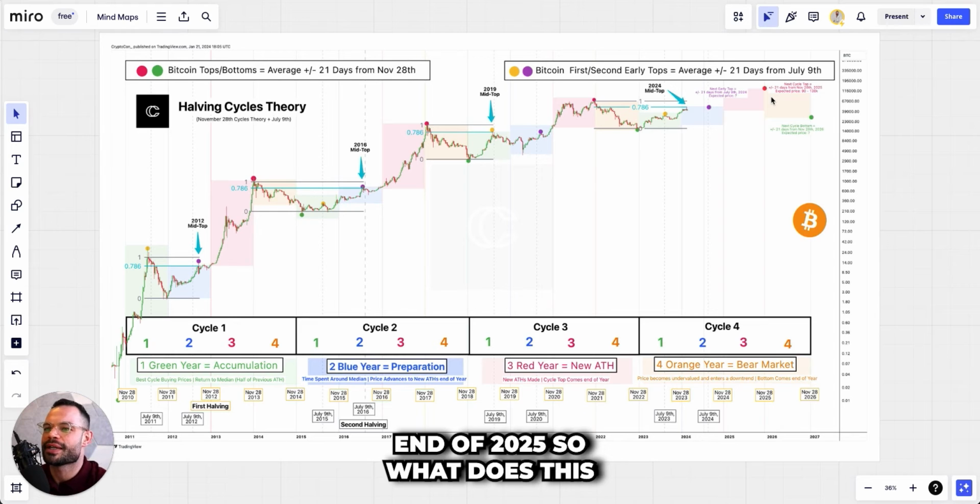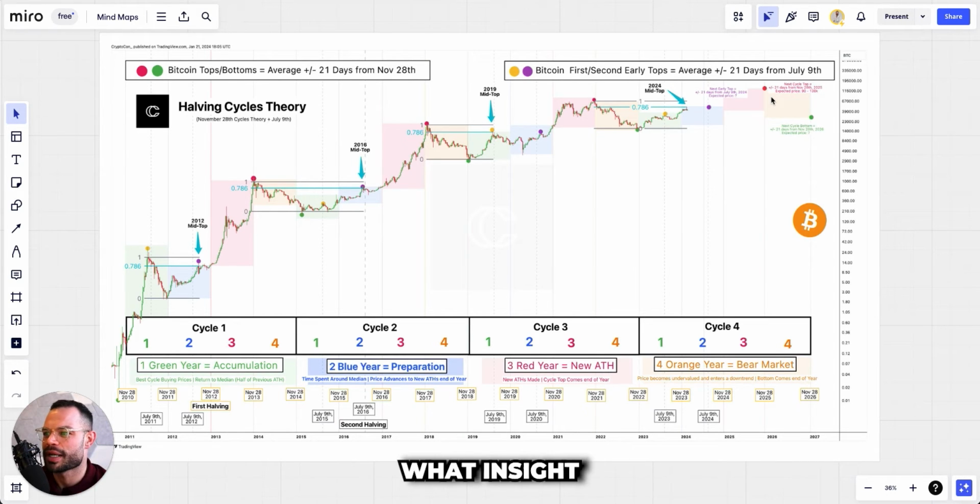So what does this give us? What insight does this give us in terms of predicting the market and thinking about Bitcoin from a technical standpoint? Well, there are certain patterns that we've just referenced that it begins to exhibit over time.